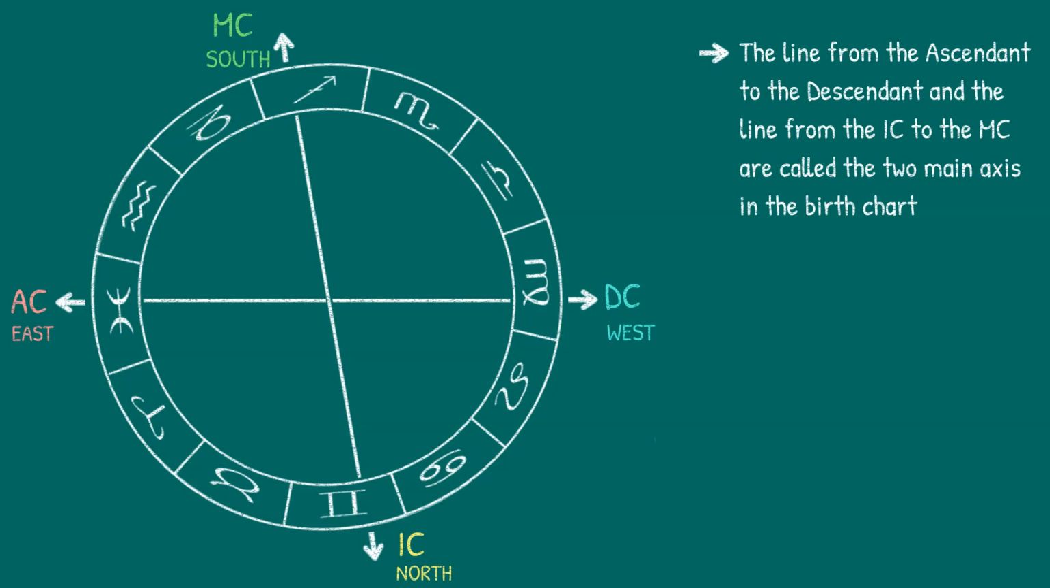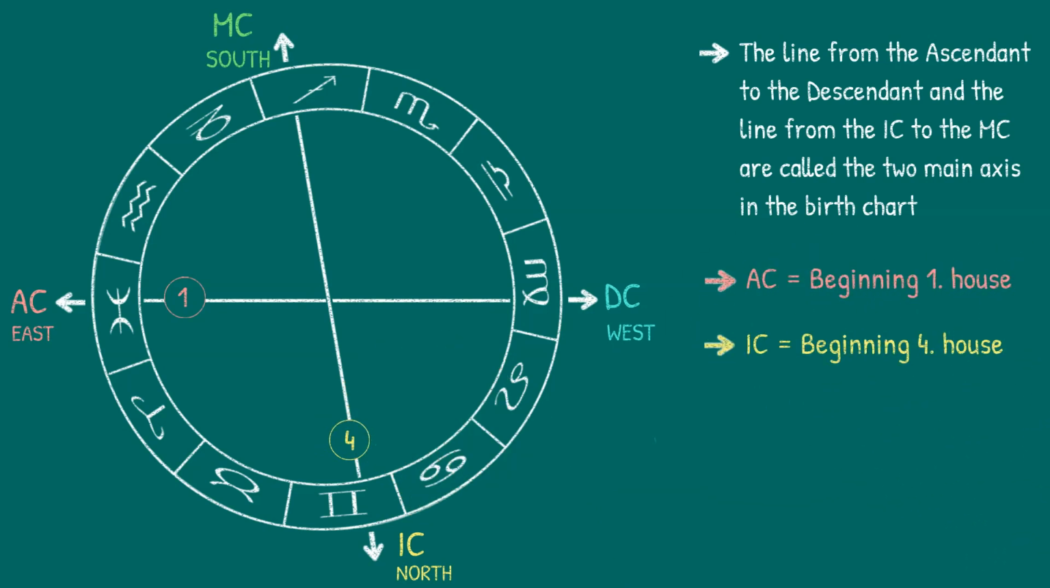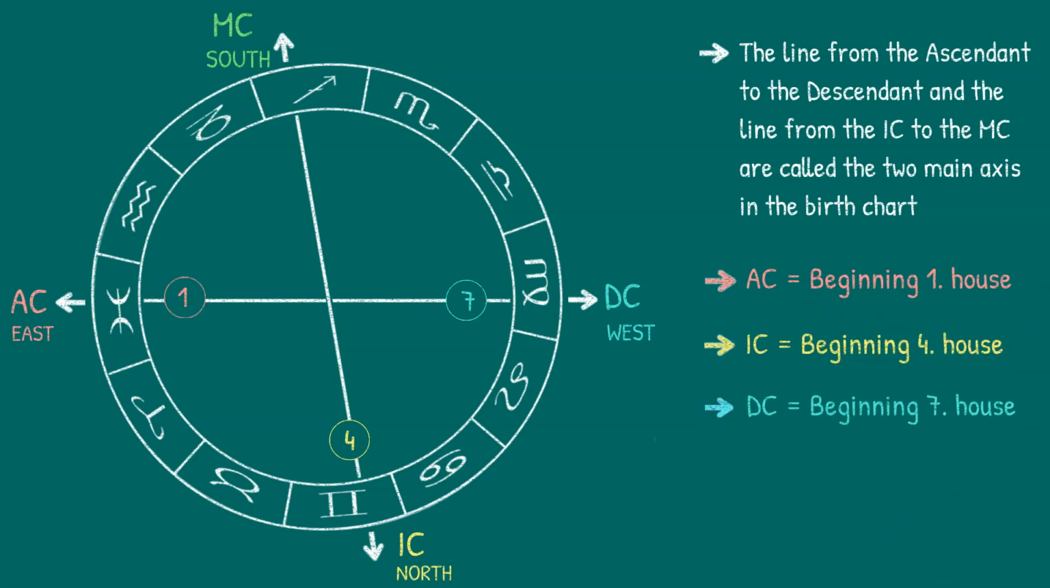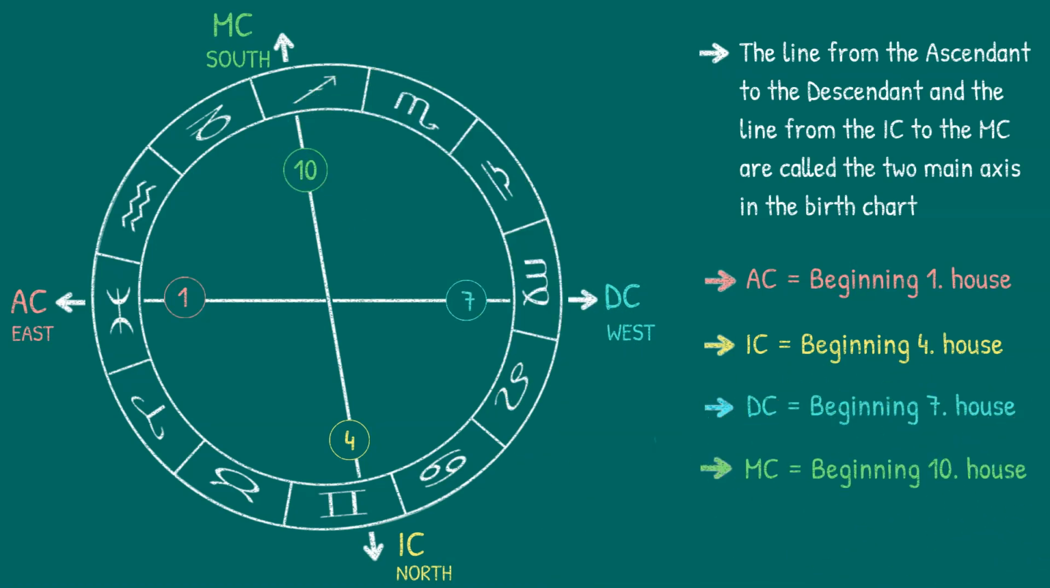For the calculation of the houses, the ascendant always represents the beginning of the first house. The IC always represents the beginning of the fourth house. The descendant always indicates the beginning of the seventh house. And the MC always indicates the beginning of the 10th house. This already defines 4 houses in the birth chart, and there are various calculation methods called house systems for the other 8 houses in astrology.